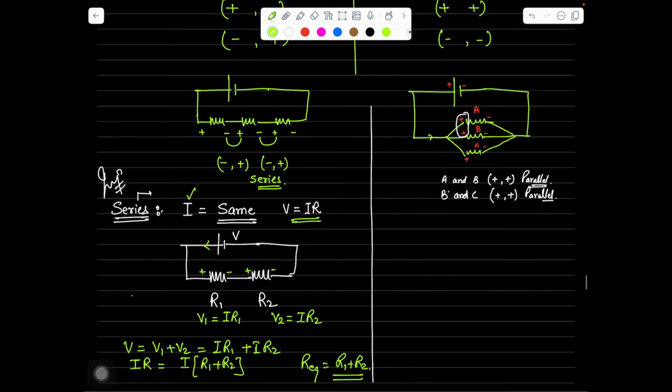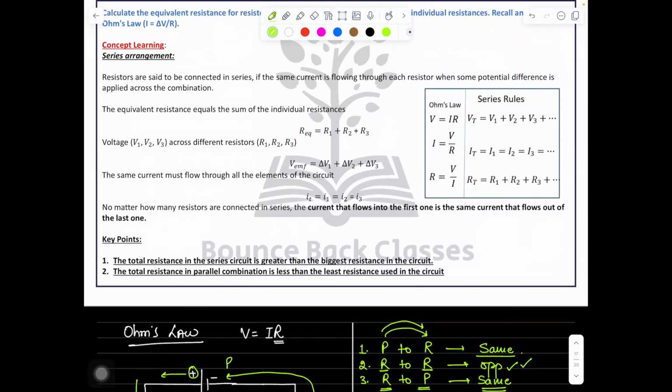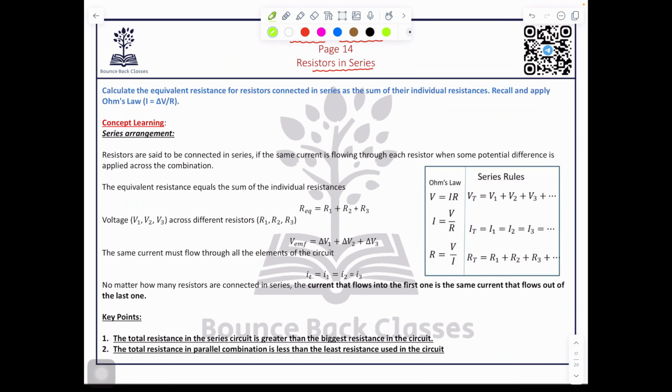These basics should be clear before solving any kind of numerical. So guys, go back to the topic. Okay, what we are learning here and on which point we need to put more focus: calculate the equivalent resistance. So what is your equivalent? I solved for you R1 plus R2, and however many resistors you have, the sum of all the values. Clear?